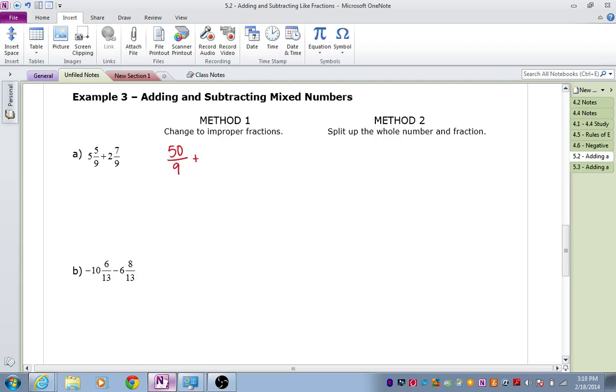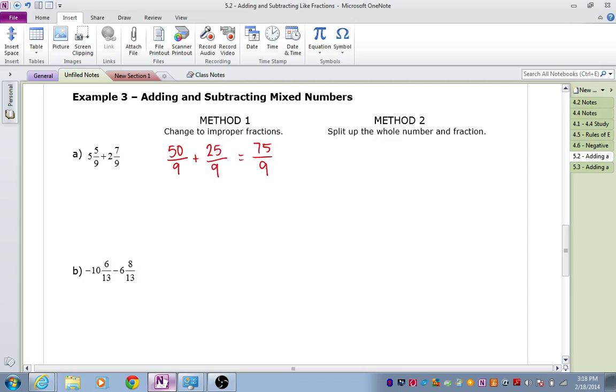And then 2 times 9 is 18, plus the 7 is 25, so we get 25/9. Okay, so we have the same denominator, which is great, so we can just add our numerators together. So we get 75/9. However, we don't want to leave it as an improper fraction. We need to change it back to a mixed number.